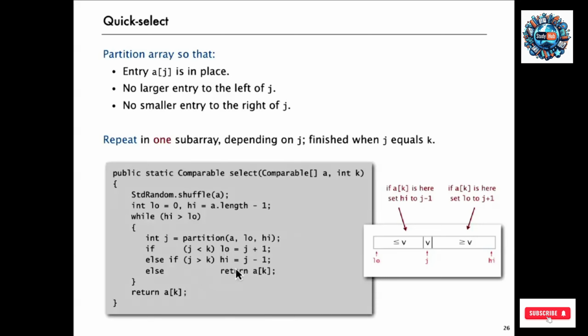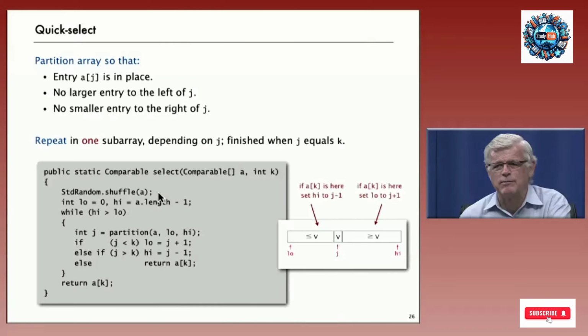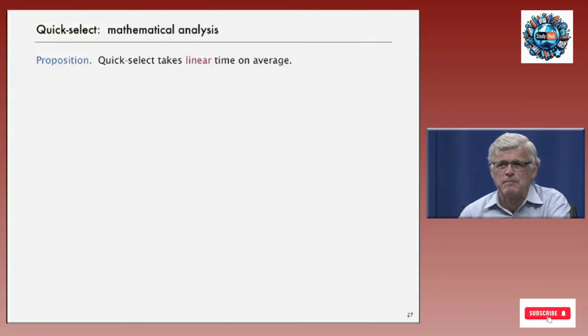If it's equal, then you found it and you return it, and you keep going until you get to a point where you have only one element. That's a quicksort-like implementation solving the selection problem. Notice again that it depends on the random shuffle at the beginning. That's going to be important for performance.